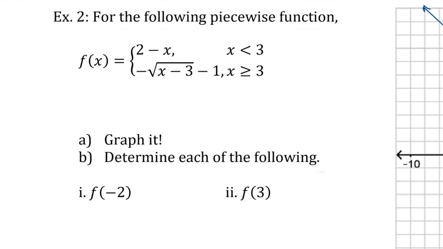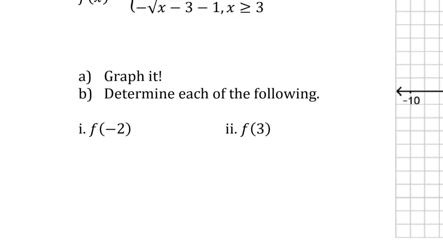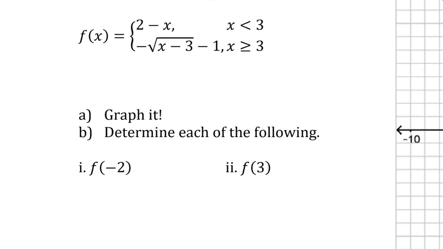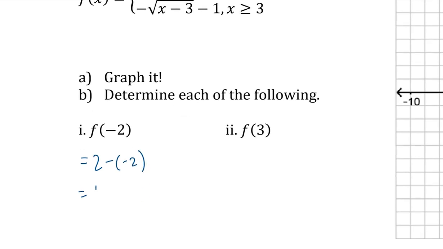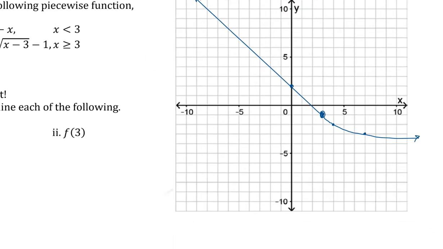Okay, f at negative 2. So negative 2 is less than 3. I know I'm going through this quickly now, but I think hopefully we've done the preamble, and like I said, now we're just starting to get warmed up and getting used to doing math again. So 2 minus negative 2, which is 4. Does that match the graph? At negative 2, we're at 4. It sure does.